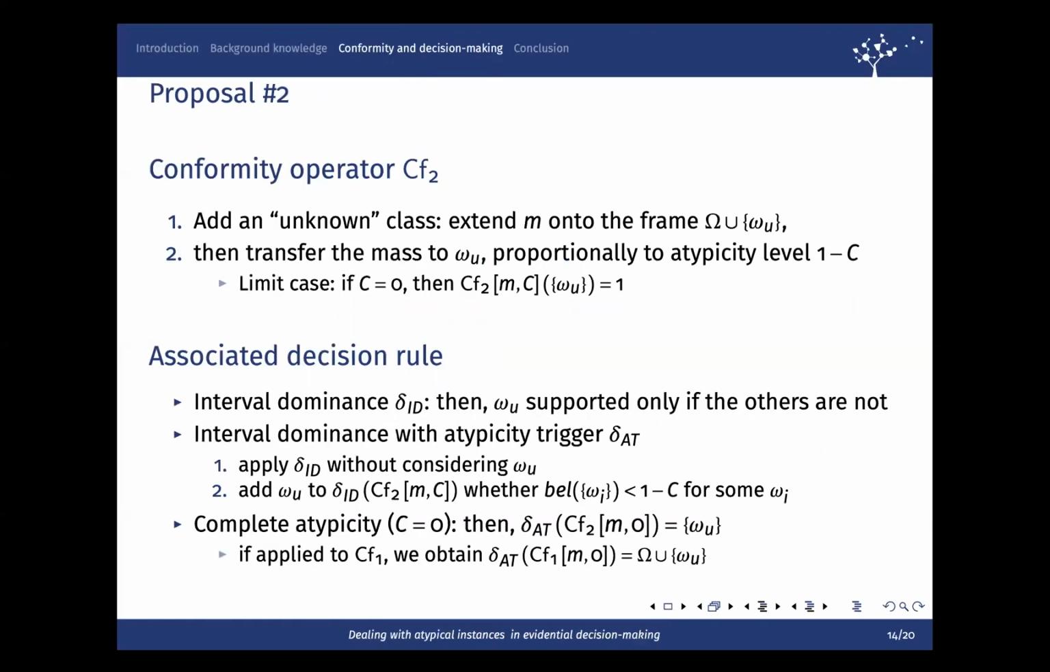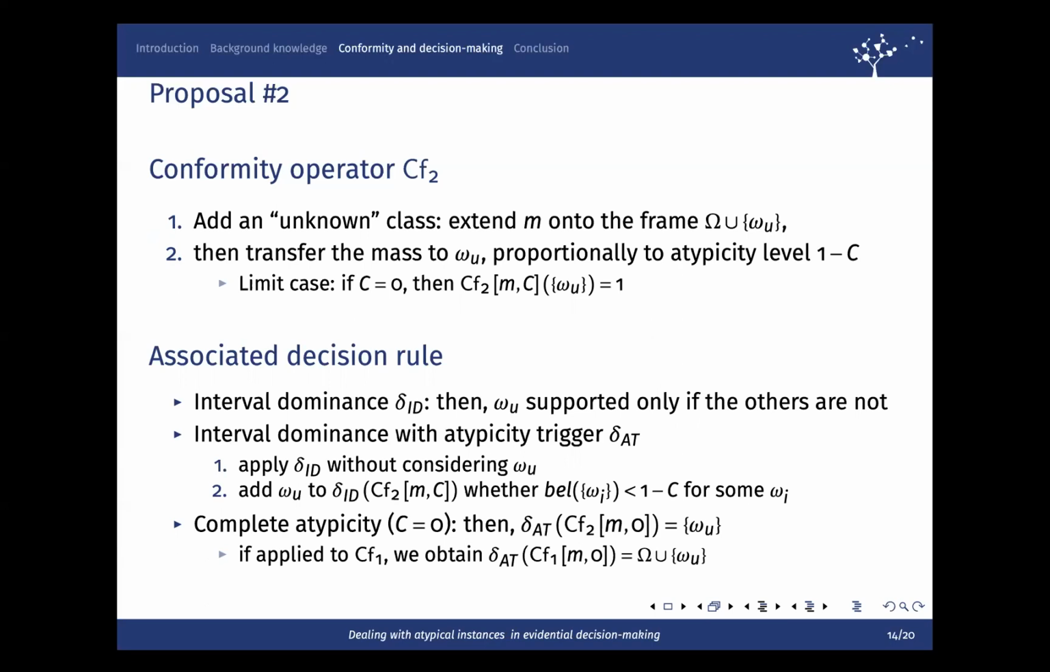Our second proposal consists in adding an unknown class to the set of possible classes. Formally, it means that we extend the initial mass onto a new frame, which is the original frame plus this unknown class. Then we will transfer the mass to this unknown class proportionally to the atypicity level. As a limit case, we will transfer all the mass to the unknown class.